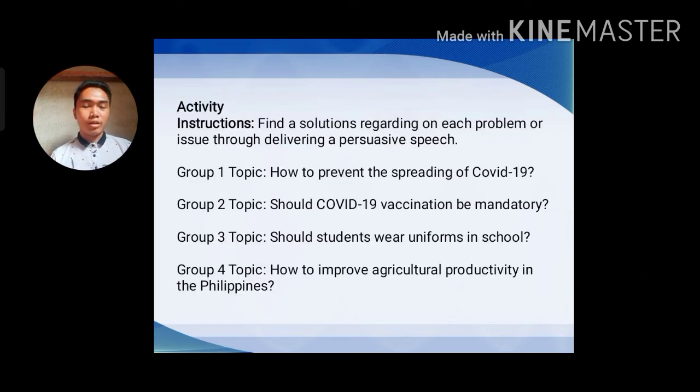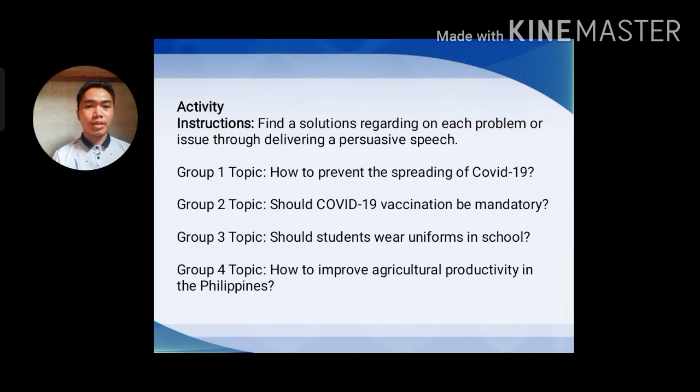And now let's proceed to our activity. So this is still by group. The instructions is to find solutions regarding each problem or issue through delivering a persuasive speech.